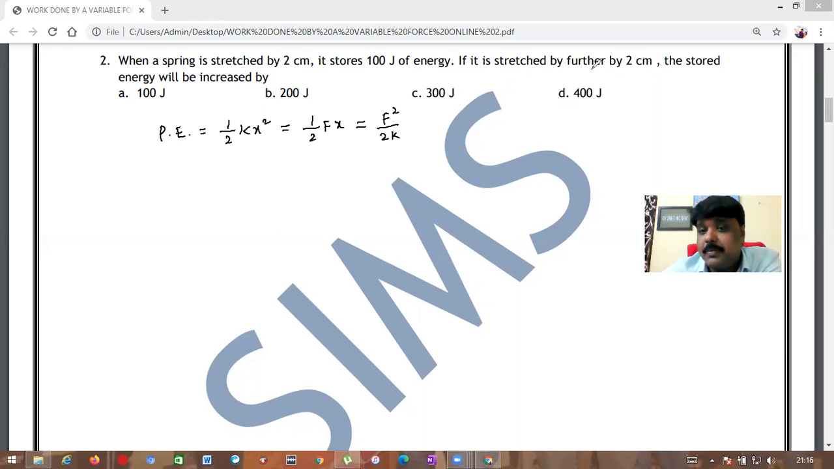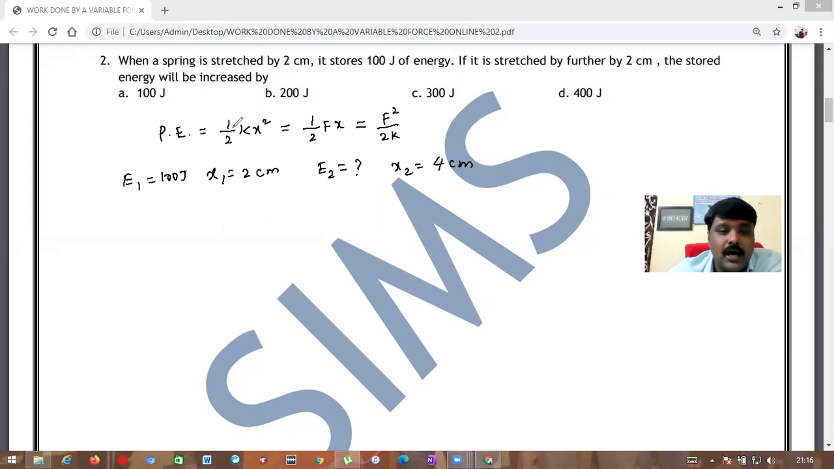If it is further stretched by 2 centimeters, that means the spring is the same, in the sense the spring constant remains the same, and there is a difference in elongation. Initial elongation, here we have x1 equals 2 centimeters, and let us say the initial potential energy E1 is 100 joules. And we need to find the value of E2, where x2, since it is stretched further by 2 centimeters, is 2 plus 2, that is 4 centimeters.